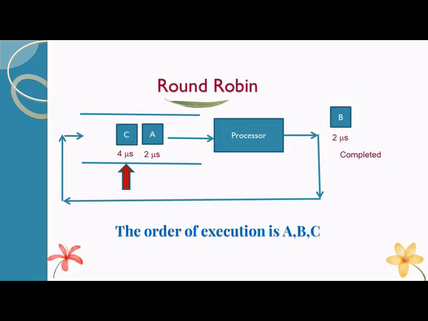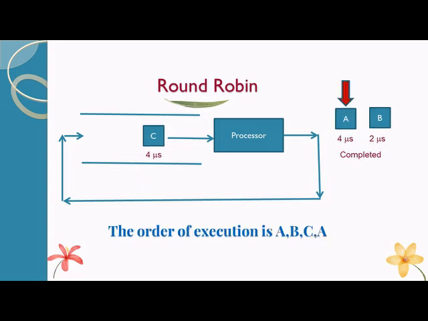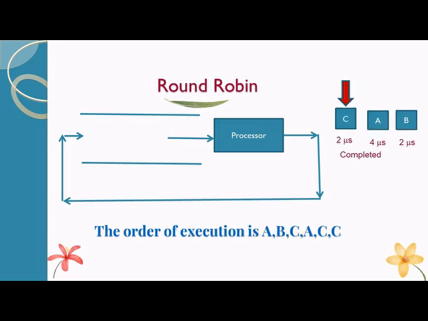Now it is again the turn for process A. It needs only 2 microseconds now, so it gets the processor turn and completes its process. Now it is the turn for process C to make use of the processor, and after 2 microseconds it again comes back to the queue. For the remaining 2 microseconds, once again the processor will take this process, and that will be completed. So the order of execution is first process A 2 microseconds, process B 2 microseconds, C 2 microseconds, again A will get 2 microseconds, and so on.